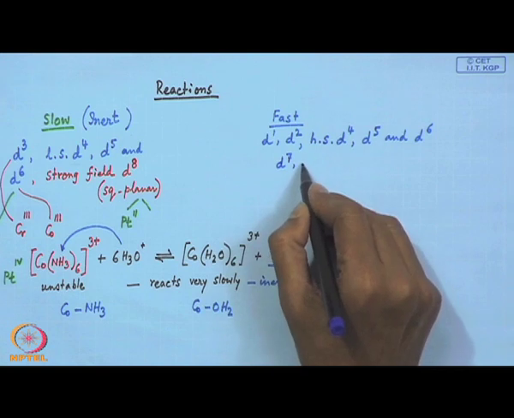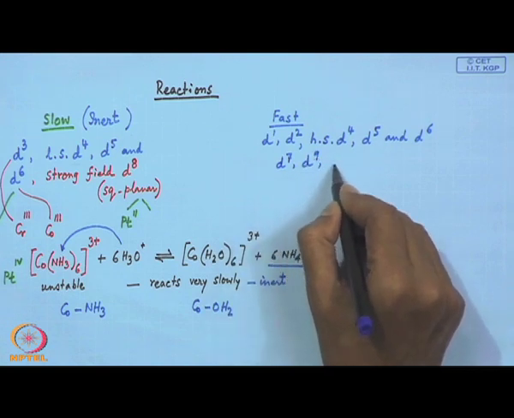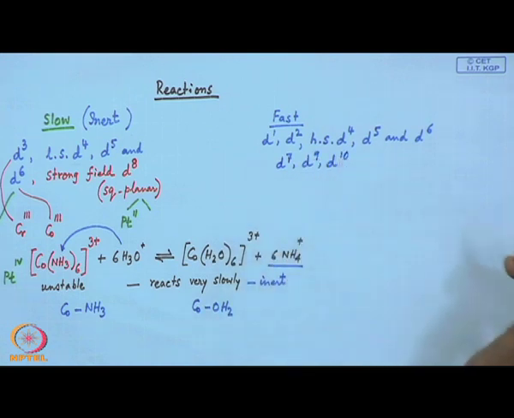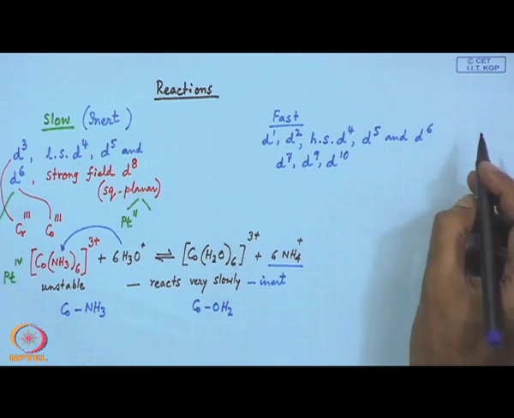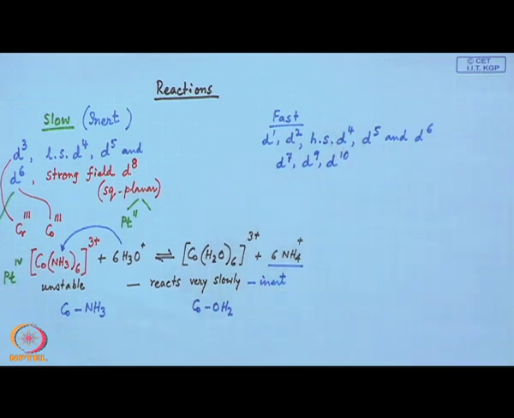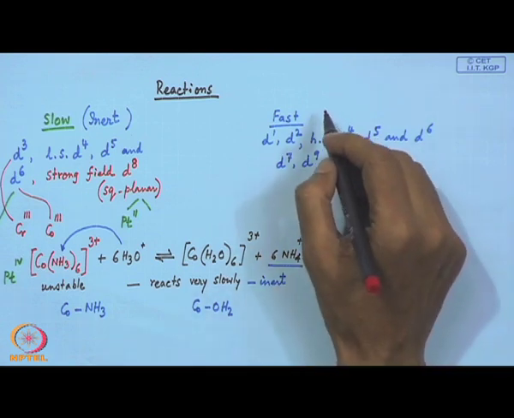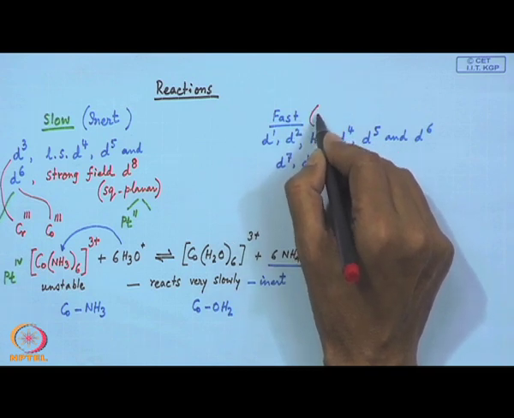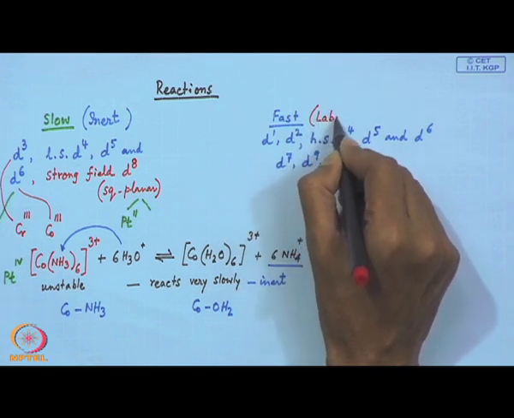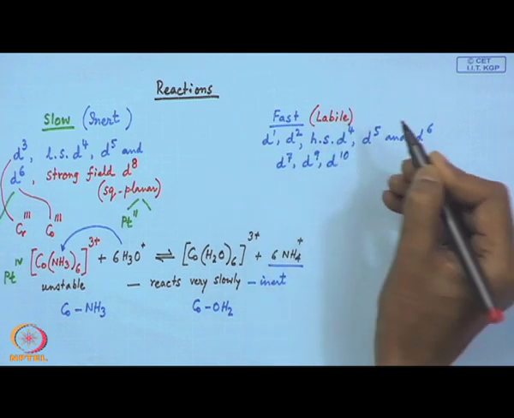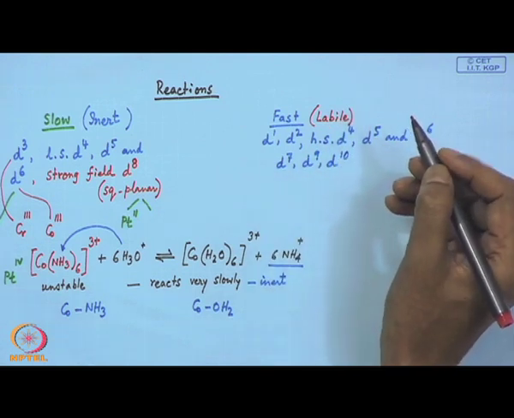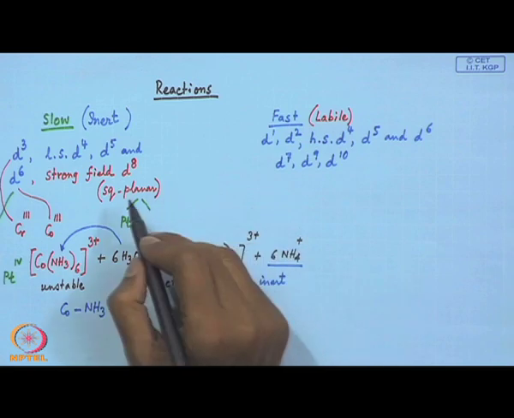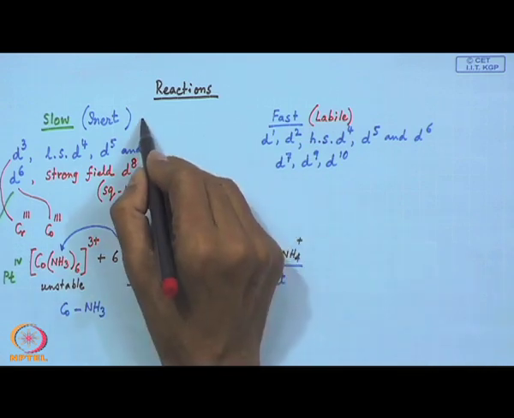as well as D7, D9 and D10, which is zinc 2 plus. In this particular case, these metal ions and their configurations can tell us that the reaction would be fast, that means the corresponding complexes are labile in character. So, these are the two extreme ranges we can have.